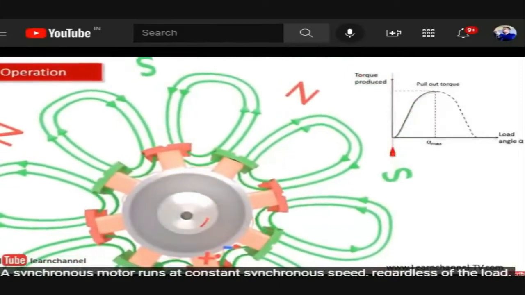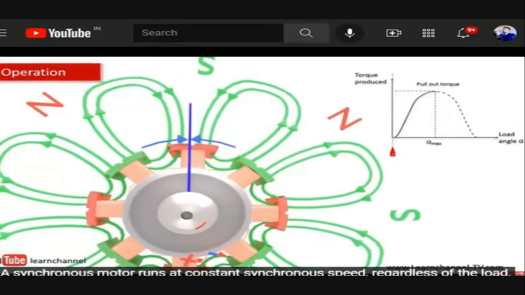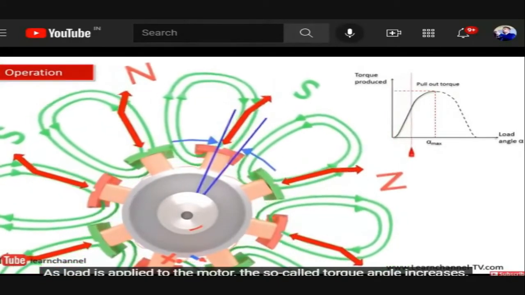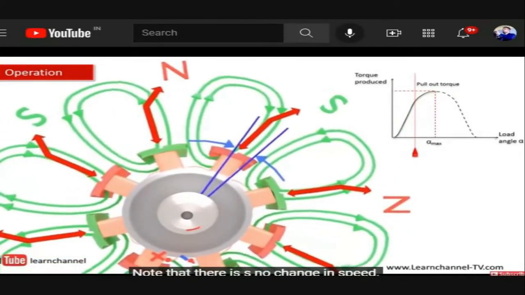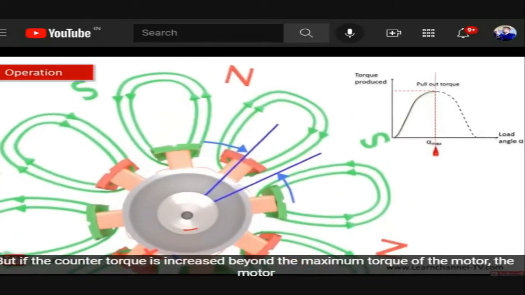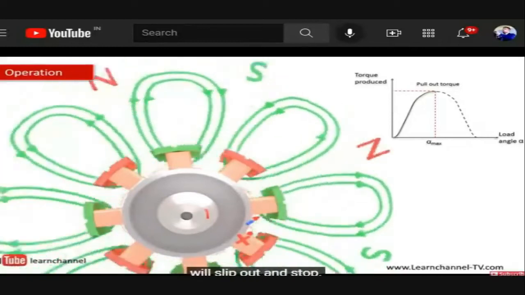A synchronous motor runs at constant synchronous speed, regardless of the load. As load is applied to the motor, the so-called torque angle increases. Note that there is no change in speed, but if the counter torque is increased beyond the maximum torque of the motor, it will slip out and stop.